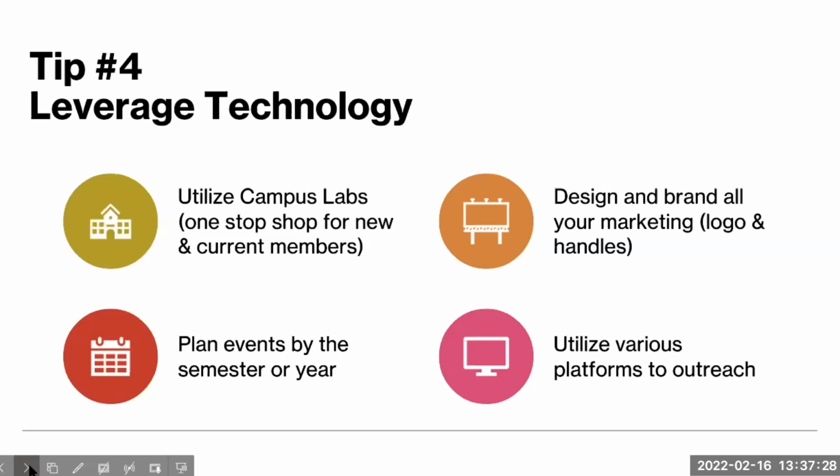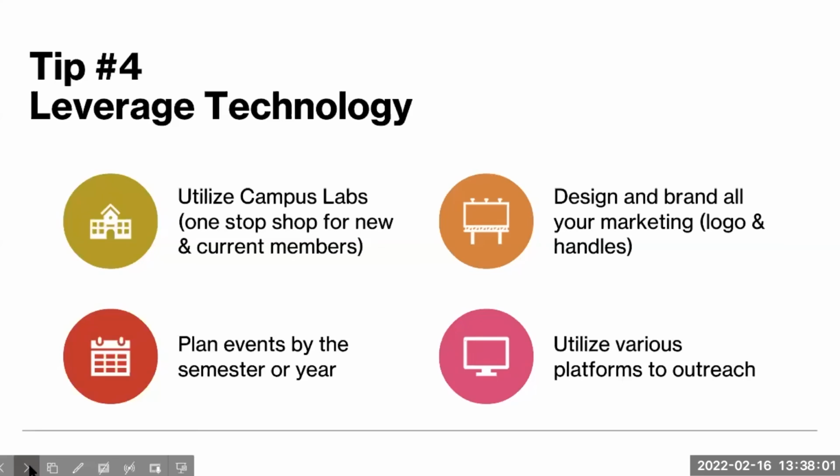The next thing would be design and brand all your marketing that goes online, virtually, all of your marketing that may be posted around campus or pushed into the grounds, right? All those yard signs around campus. You want to make sure that your brand is listed there, right? This includes maybe a logo. If your organization doesn't have a logo, maybe consider it, right?